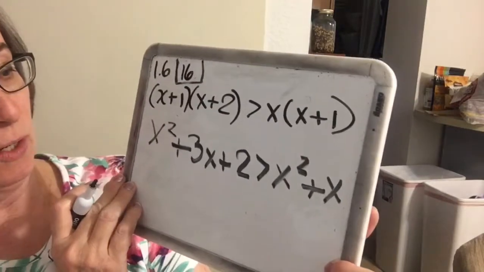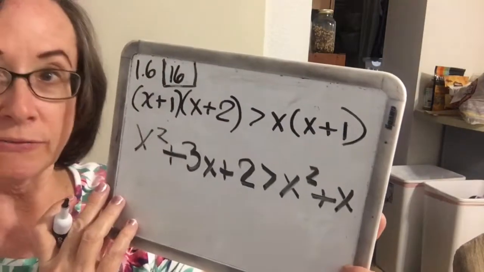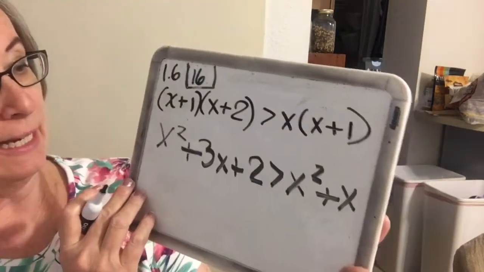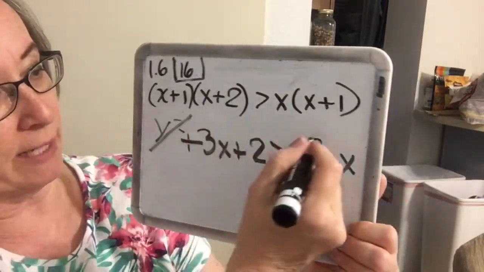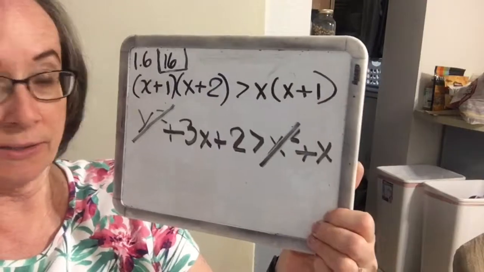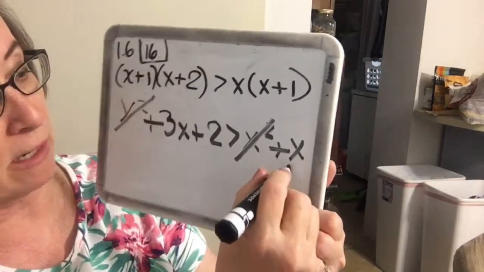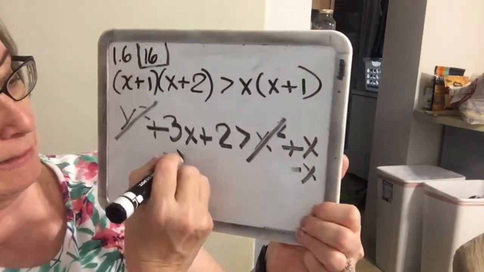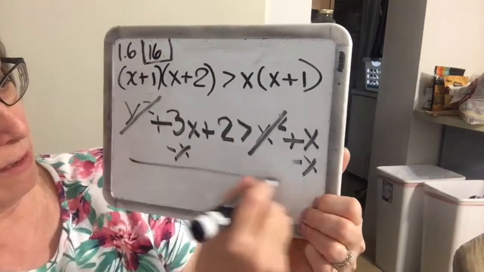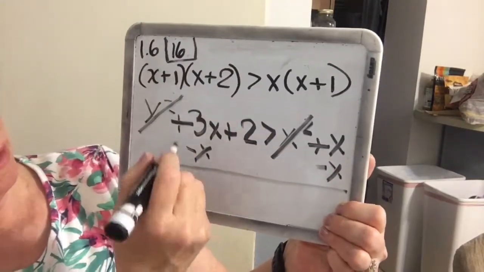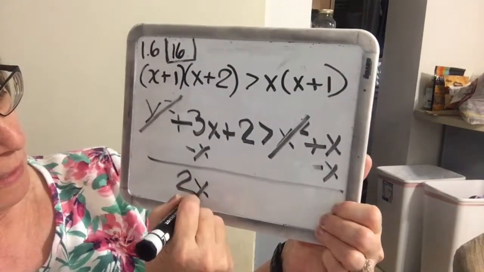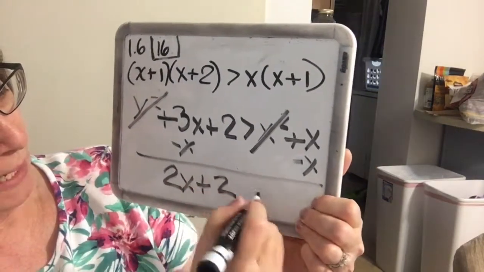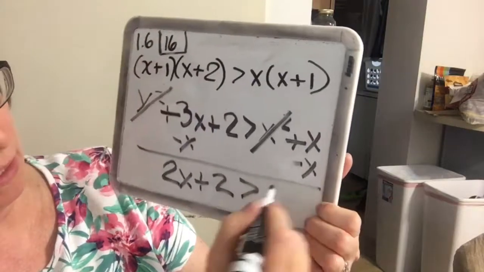Now again, we're going to try to get all of our variables on one side. Isn't it nice that our x squareds cancel? So we're going to have an x squared over here and an x squared over there, which cancel. We will subtract our x from both sides. Okay, so now we end up with a 3x, take away an x is a 2x, plus 2 is greater than 0.